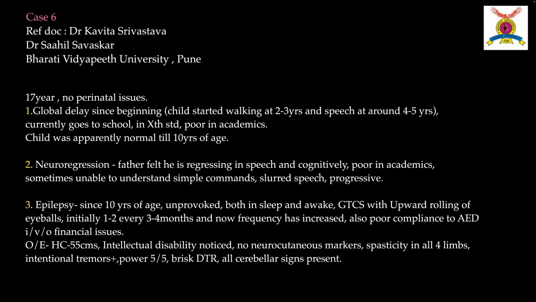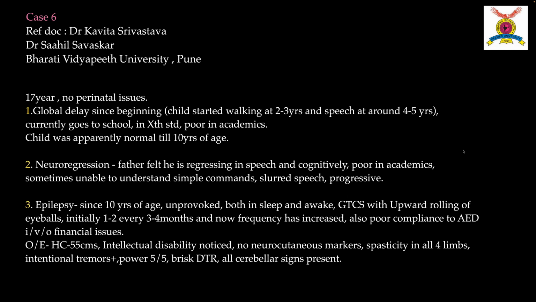The first symptom that started was spasticity, and followed by that, at 10 years of age, he started getting regression with epilepsy. The regression was in speech, cognitively he regressed, with slurred speech, and it was progressive. Epilepsy was well controlled. He was started on oxcarbazepine, after which it was considerably well controlled, and due to some financial reasons they stopped it, after which he got infrequent seizures, every 2 to 3 months.